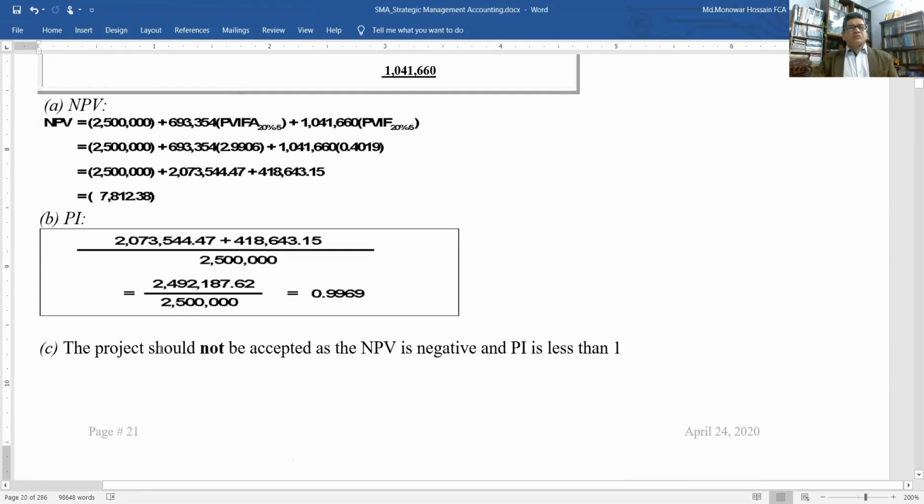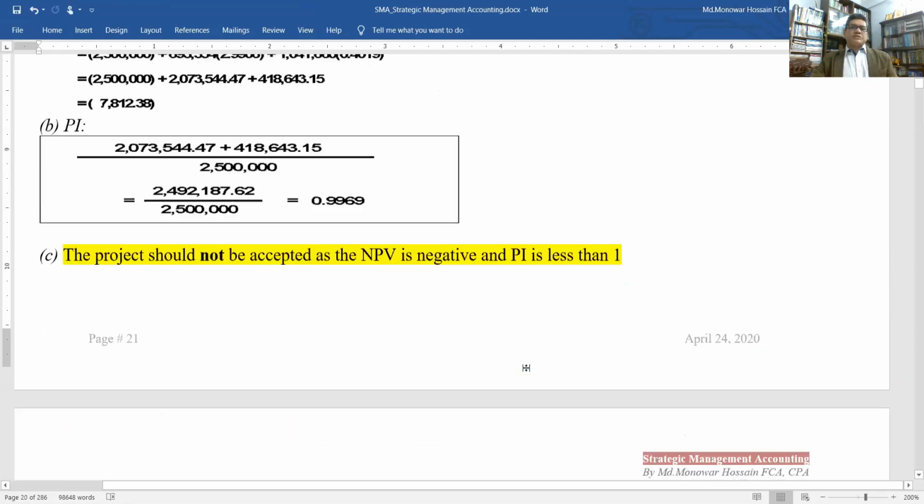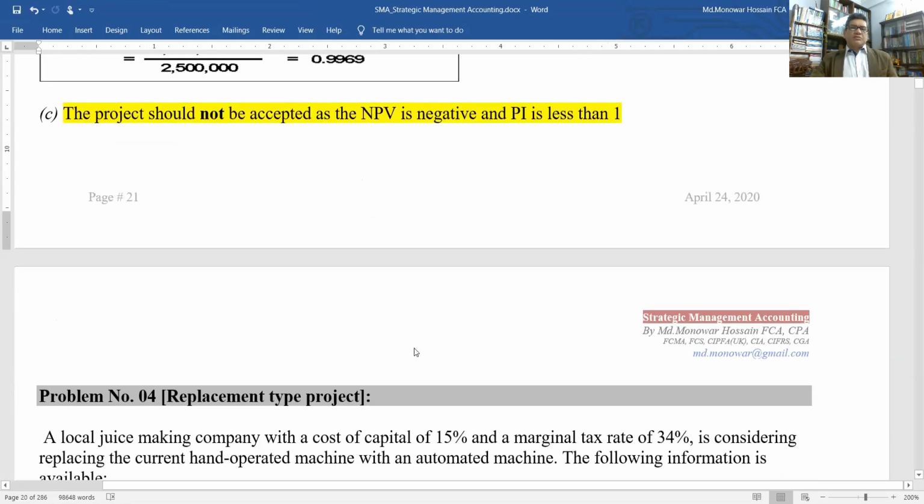The project should not be accepted. Because why not accepted? NPV is negative, also PI is less than 1. So this project would not be viable for the company.